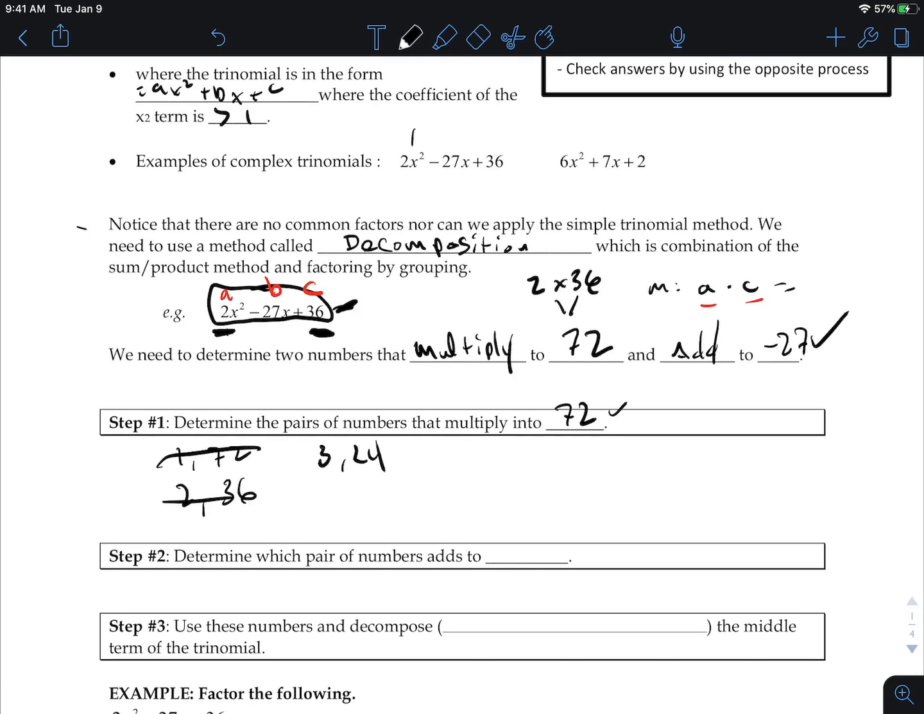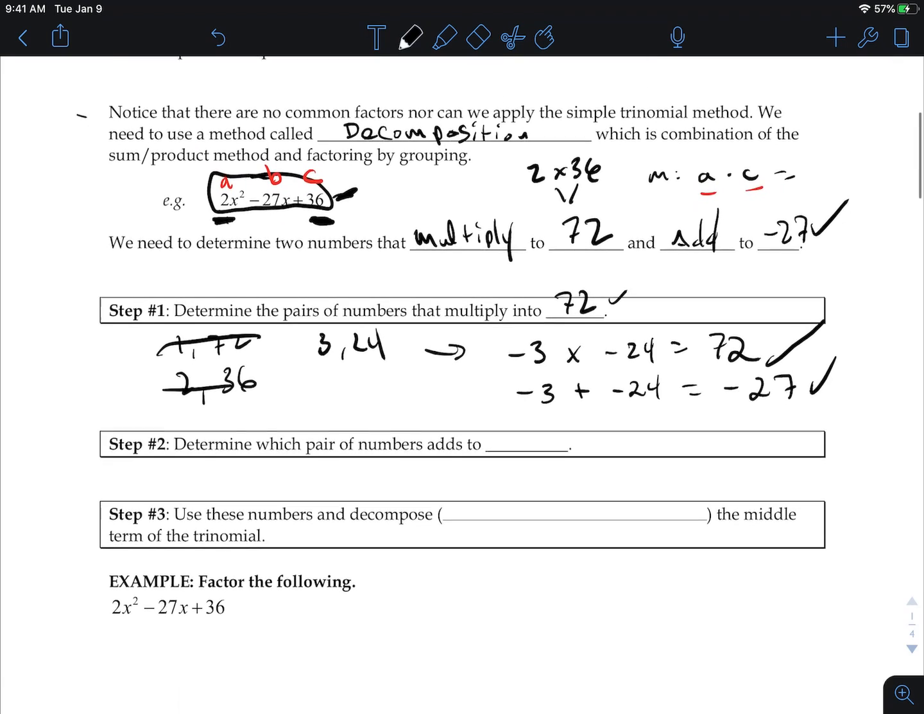So if I make them both negative, when I multiply them together, negative 3 times negative 24 is going to equal 72. But if I add them, that's going to equal negative 27. And that satisfies both our conditions. Right, so those are my two numbers.